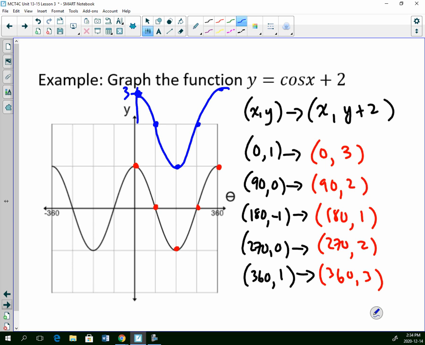And then that would just continue here. This is going up 2, this is going up 2, this is going up 2, and this is going up 2. So each point on my graph is going up 2 units. And you will notice that the middle of the curve is now at 2, whereas previously it was at 0. Okay, so the whole graph has shifted up 2.